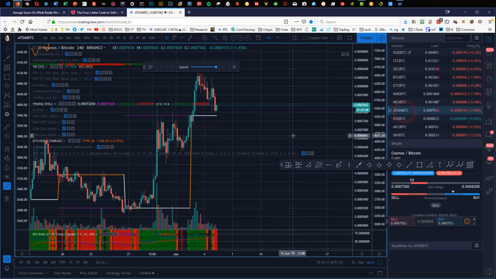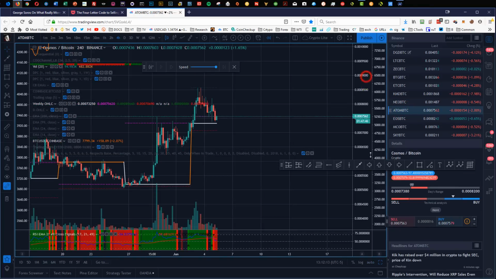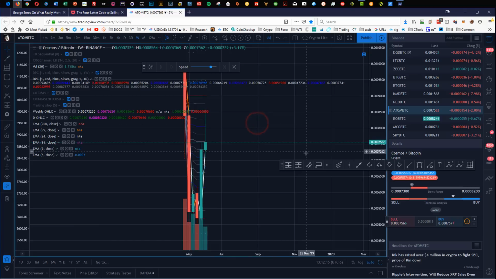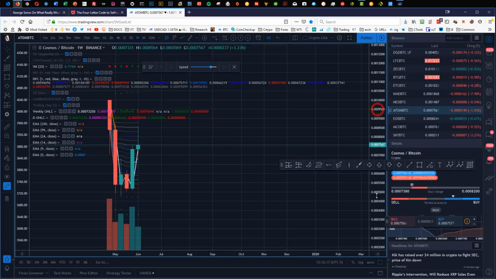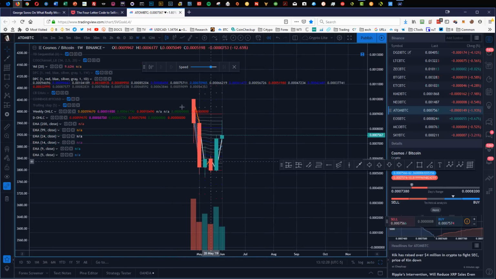Atom. Let's go to Atom BTC. This is probably a bad one to look at because it's been running. This is a bad one to look at because it's been running and it's new. So this method doesn't work well for something like this.